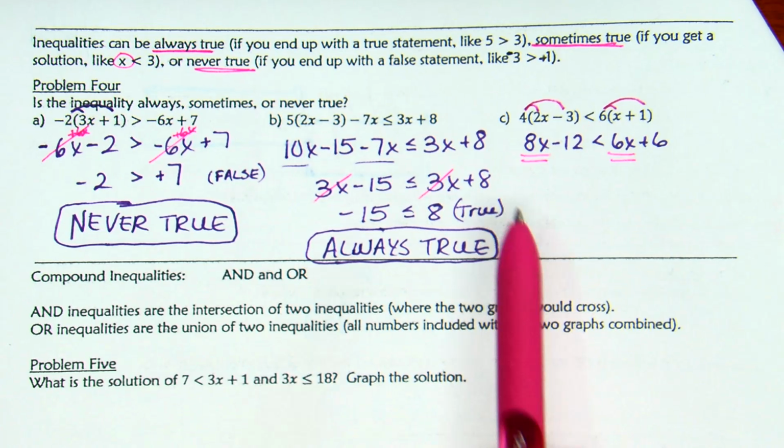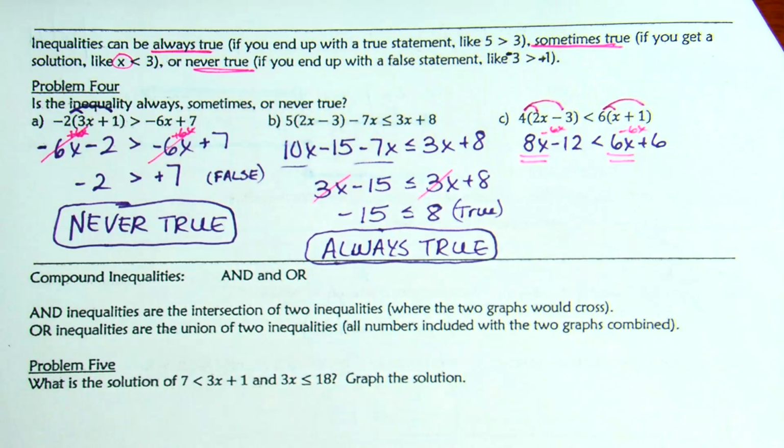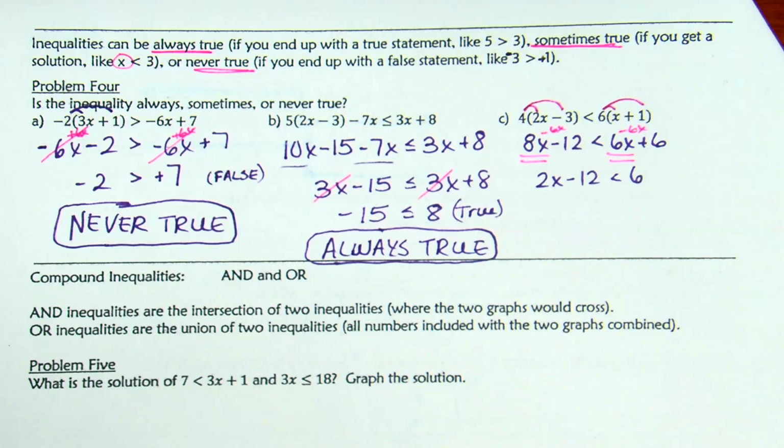If it's 2x minus 12, I'm going to add 12. So then 2x is less than 18. There's going to be an x left, isn't there? Mm-hmm. And so since there's going to be an x left, I know that this is sometimes true. It is sometimes true. It is true whenever x is less than 9. So if x is 8, it's true. If x is 10, it's not true.